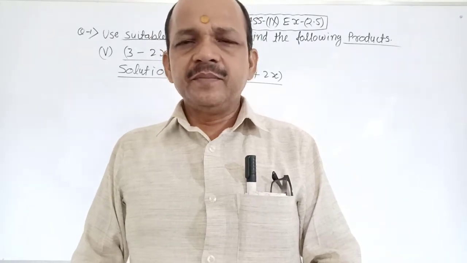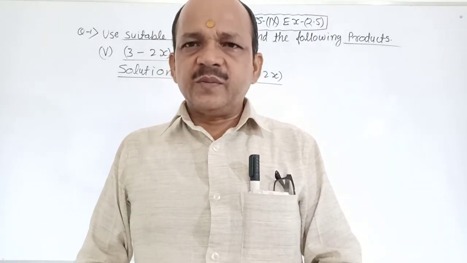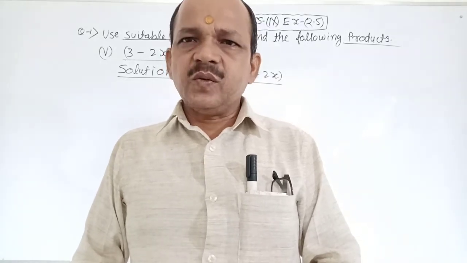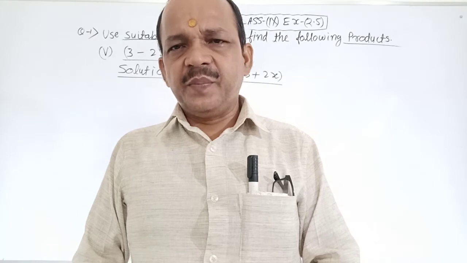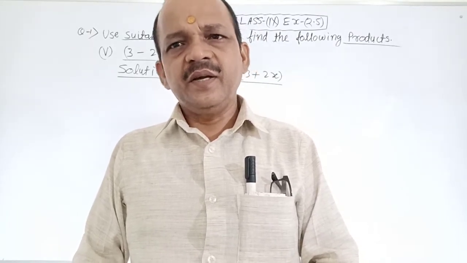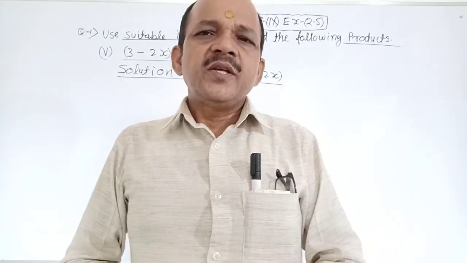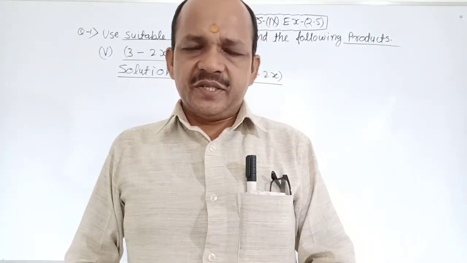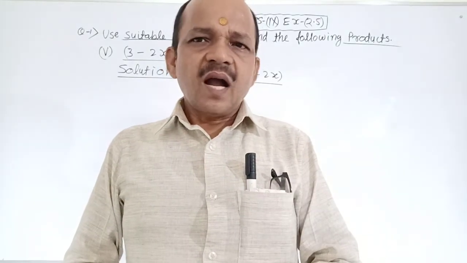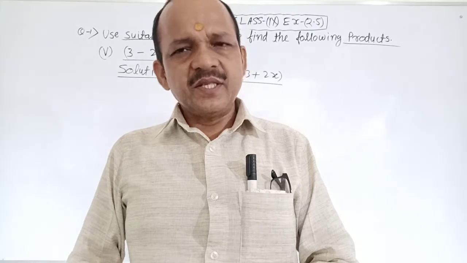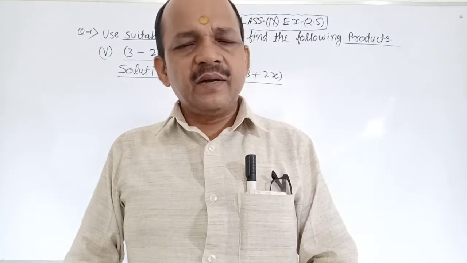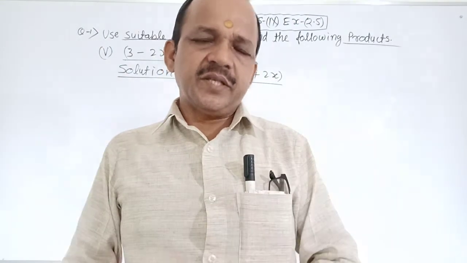Next identity: (x plus a)(x plus b) equals x square plus (a plus b) multiplied by x plus a multiplied by b. So you can use these identities for the solution of the given question. It means you can find the product of the given question by the help of these identities.